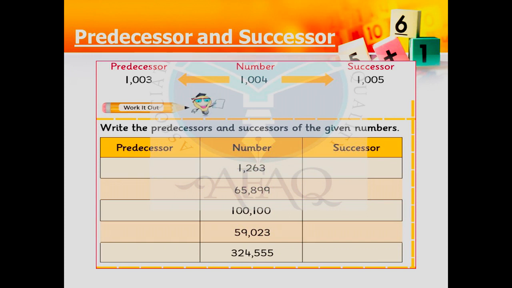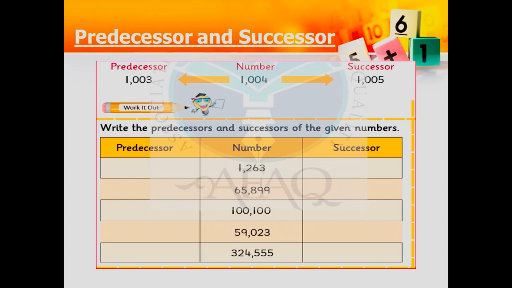Here we have your book page and we have an example. We have a given number 1004. What is the predecessor of 1004? 1003 is a predecessor of 1004 and 1005 is a successor of 1004. Now we have a question. Write the predecessors and successors of the given numbers. Here we have numbers and we have to write their predecessors and successors.